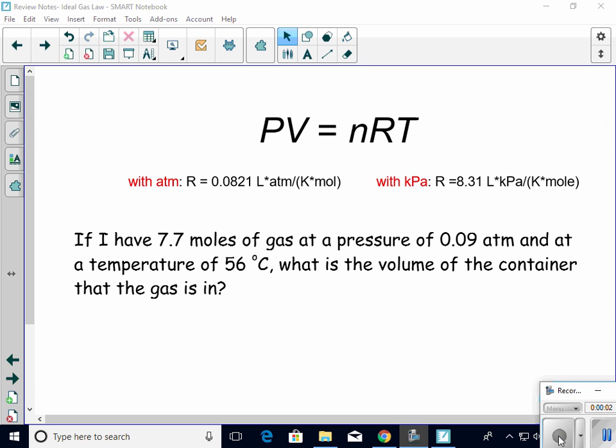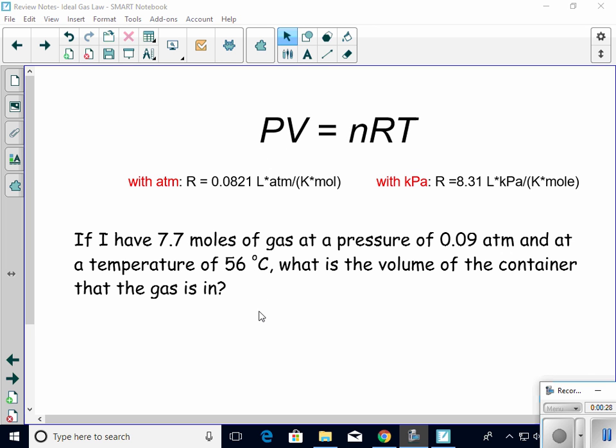So once again, with the ideal gas law, we need to be aware whether our label is kPa or atmospheres, because it does matter which gas constant we use. Remember, the variables are temperature in kelvins, n is moles, volume, pressure.